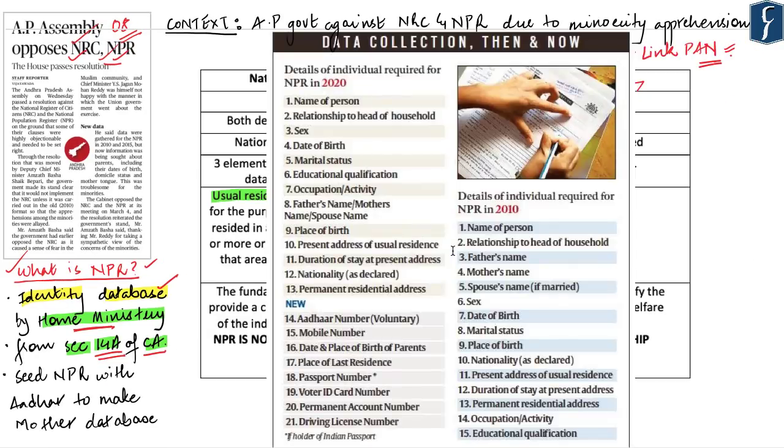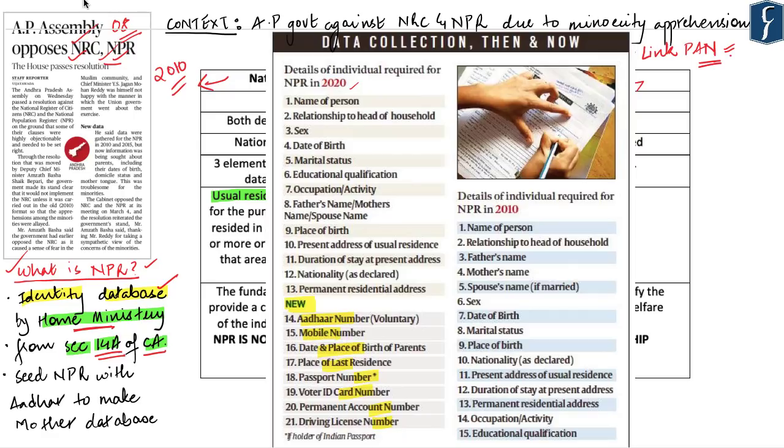Now before I continue, there's one thing you need to take a look at. It is not the first time that we are going to conduct NPR in the country. Earlier also NPR was conducted in the year 2010. However, the difference this time is that while collecting NPR, the government is now going to be collecting certain additional information. So these points are the new information which the government is asking for when they are taking information about the NPR. Here you will see Aadhar number, mobile number, date and place of birth of parents, place of last residence, passport number, voter ID card, PAN number, etc. All these are information which the government is now asking.